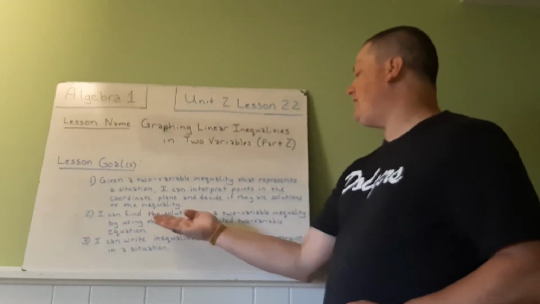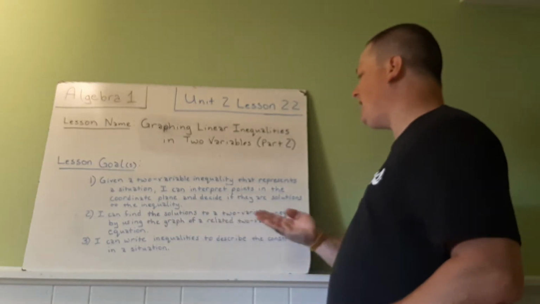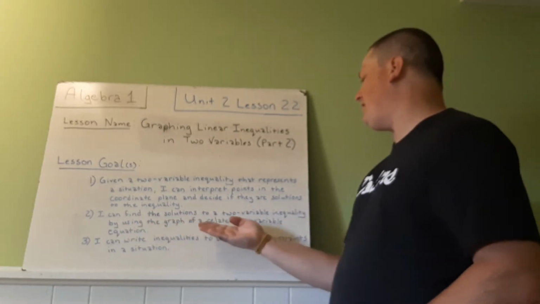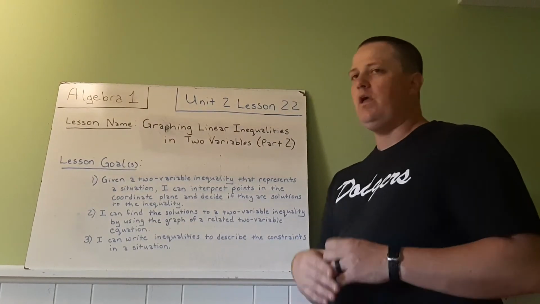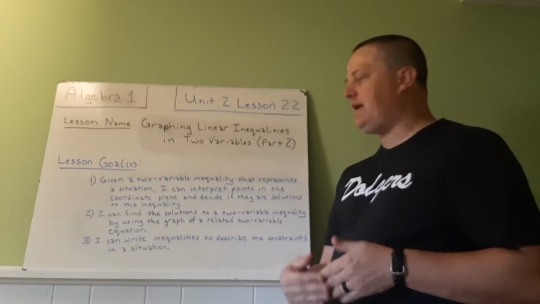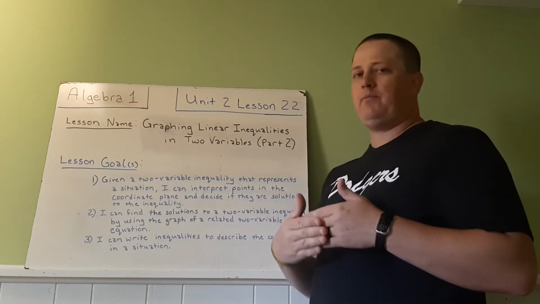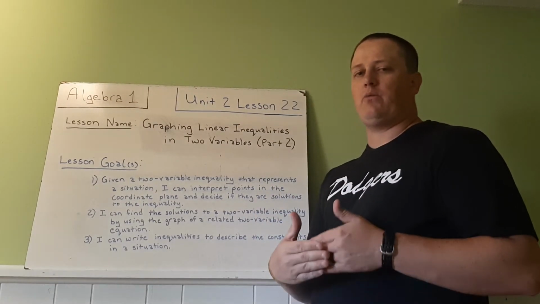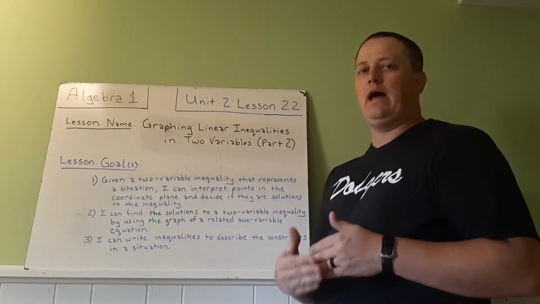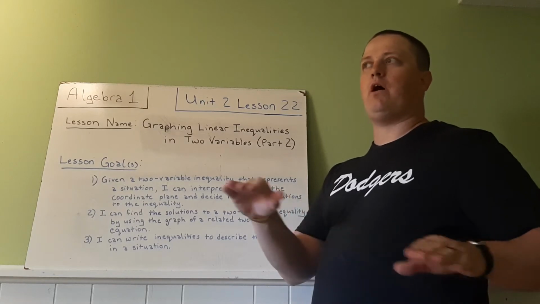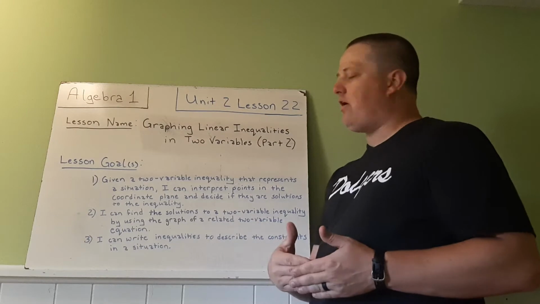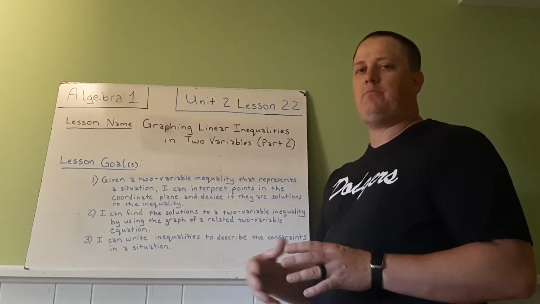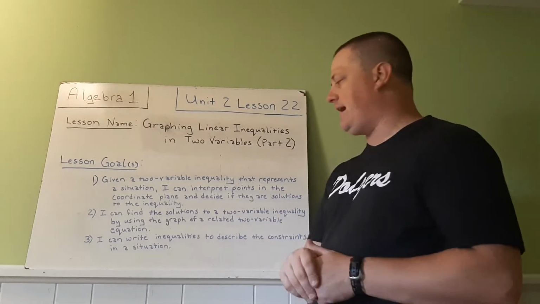I can find the solutions to a two-variable inequality by using the graph of a related two-variable equation. So what we can do here is the two-variable equation that relates to the inequality helps us draw the line for the graph. Then our understanding will get us the shaded portion, and that all kind of works together.